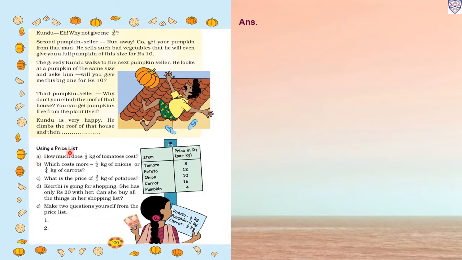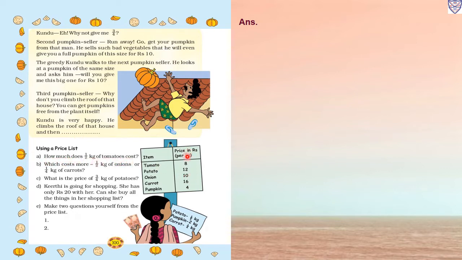Now using a price list. In the price list, the item is tomato, and the price in rupees is per kg. So tomato 1 kg is rupees 8. Potato 1 kg is rupees 12, onion 10 rupees per kg, carrot 16 rupees per kg and pumpkin 4 rupees per kg. So first question, how much does half kg of tomatoes cost?